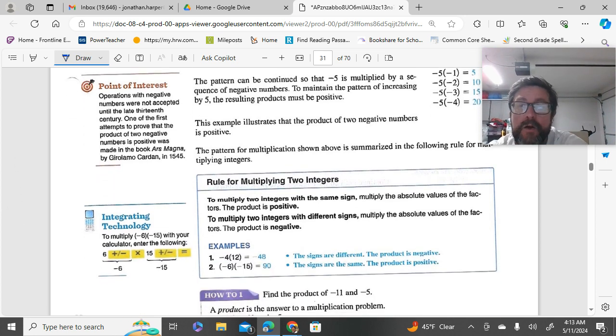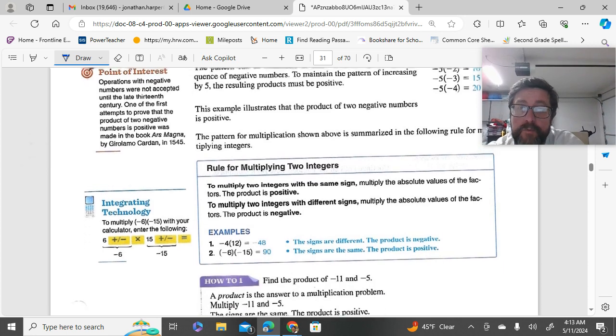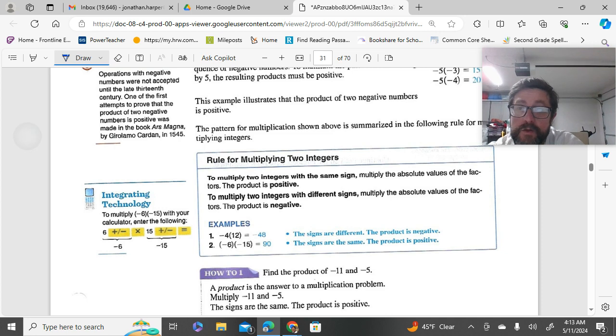And there actually are some cultures. I don't believe the Mayans had a number for negative because they didn't need to worry about it. I don't think they had a number for zero either. So the pattern for multiplication shown above is summarized in the following rule for multiplying integers. Rule for multiplying two integers.